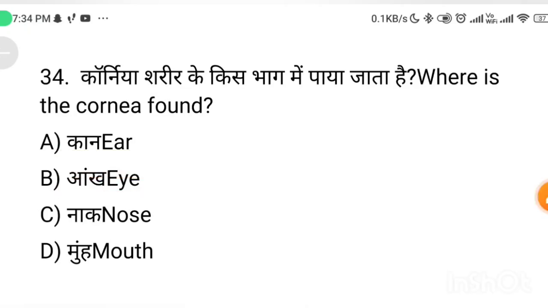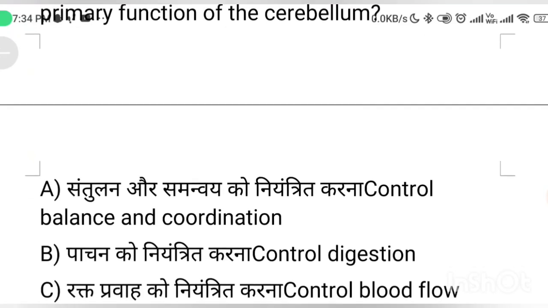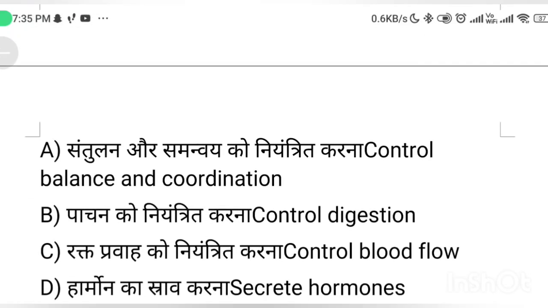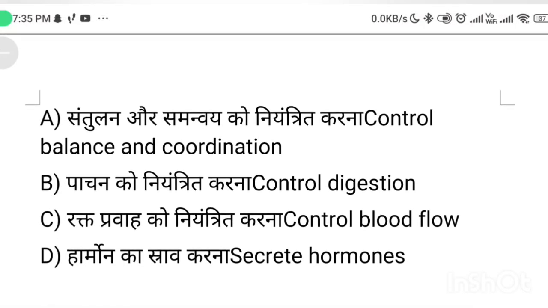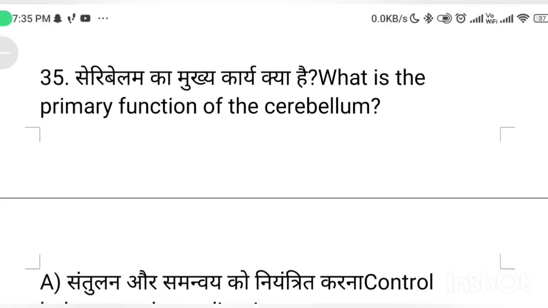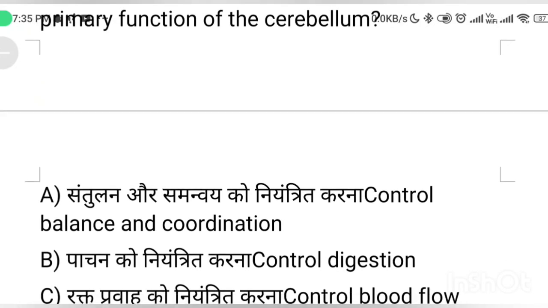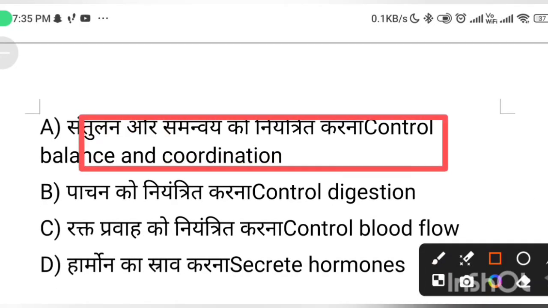Next question. What is the primary function of the cerebellum? Option A, control, balance and coordination. Option B, control digestion. Option C, control blood flow. Option D, secrete hormone. Correct answer is option A, control, balance and coordination.